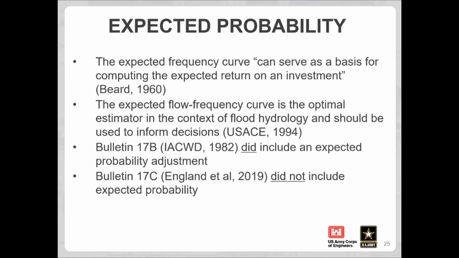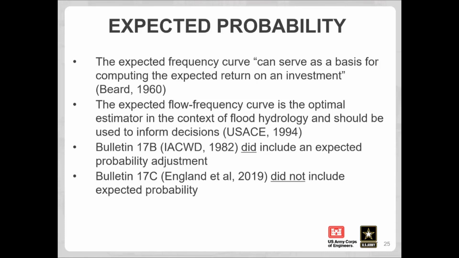The reason it's important for us in the Corps is that when we are making risk-informed decisions, which is most of the decisions we make, the expected curve is generally the optimal curve you want to use for risk-informed decision making. Right? So when you're making a risk-informed decision, you generally want to be using the mean estimate, and the expected probability curve is reflective of that. So that's a reason the Corps has been using it for a long time.